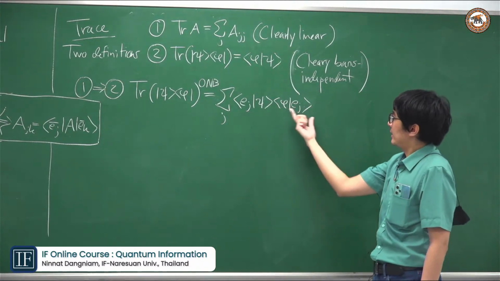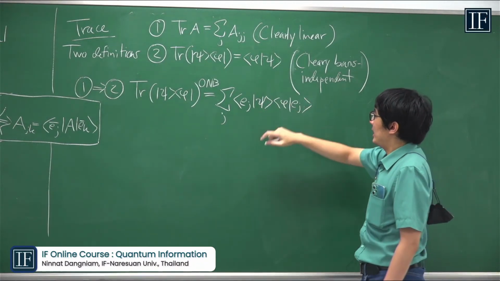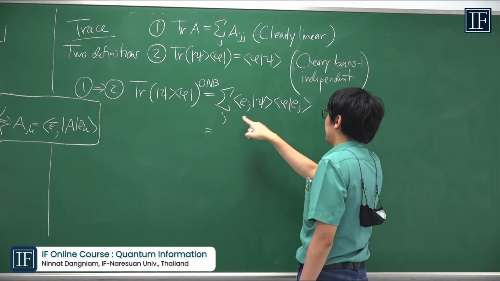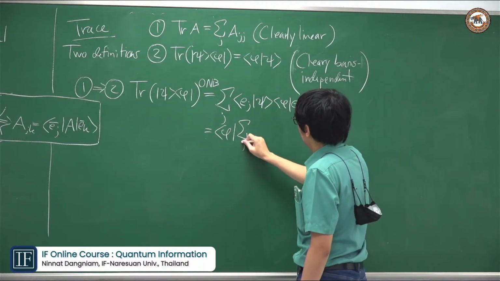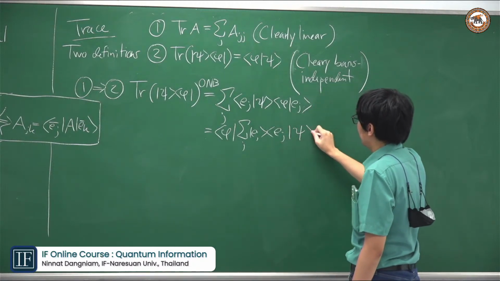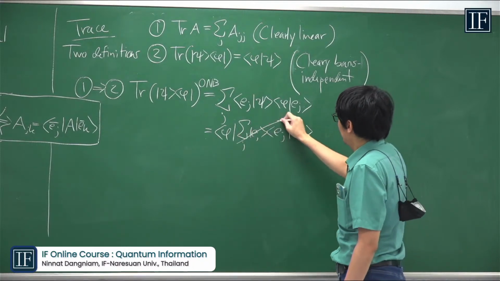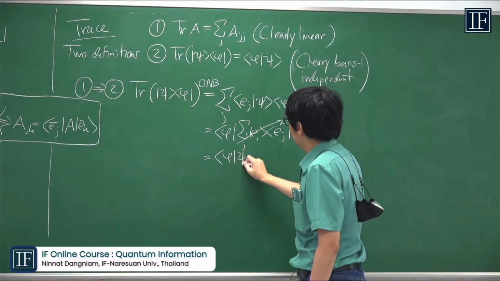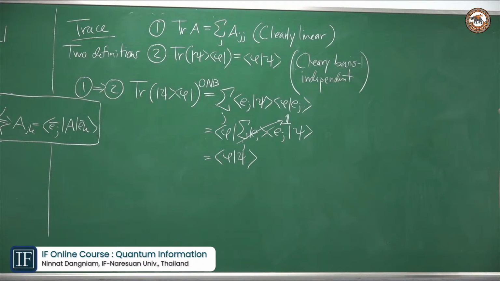But now these two are just scalars, and the psi and phi don't depend on j, so I can swap them and then pull the summation inside. So the phi, sum over e_j, psi. But then since it's an orthonormal basis, this is just the identity. Right? And so that's the second definition.